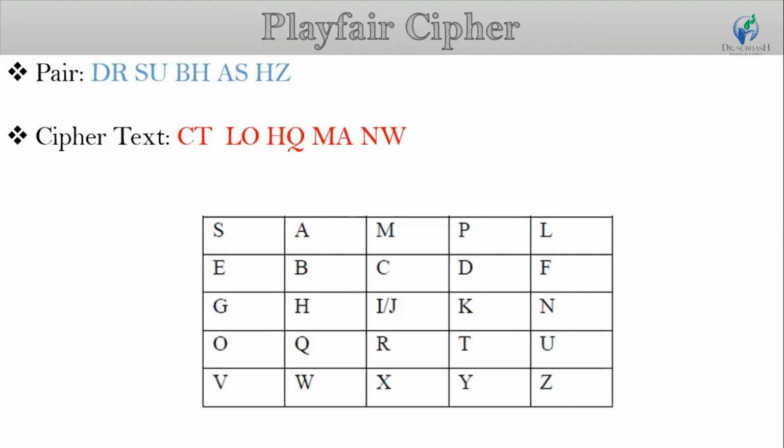So I hope you can understand the Playfair technique in substitution cipher.